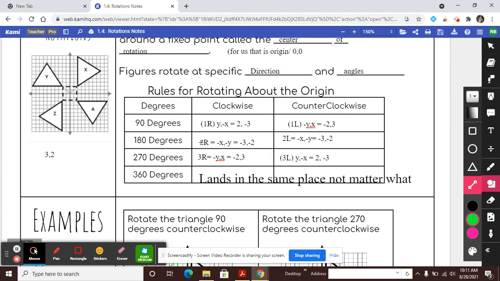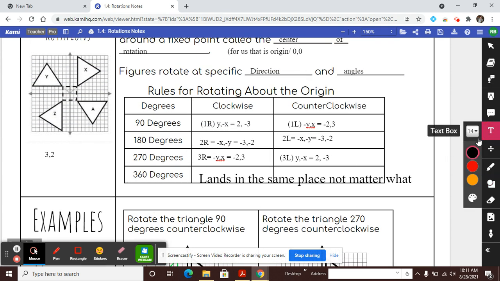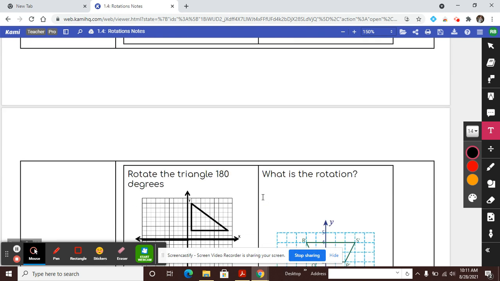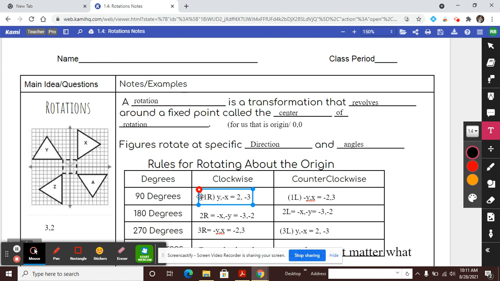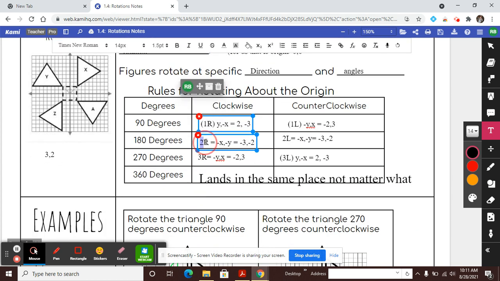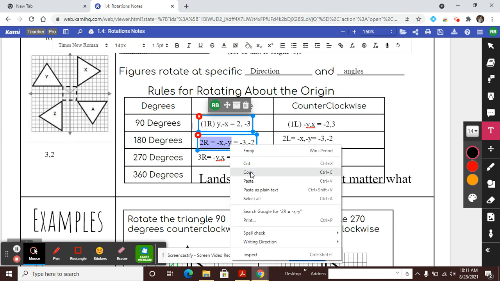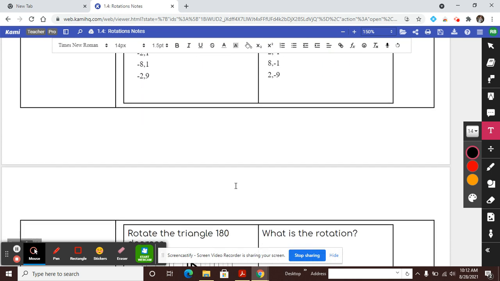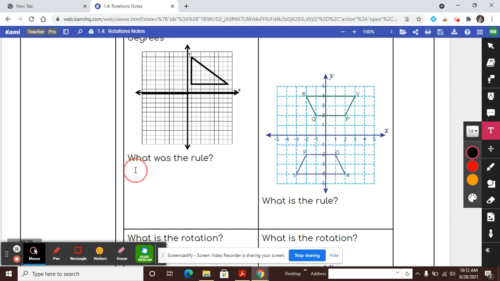So our rule for 180 degrees doesn't matter where we are pulling it from. I'm just going to put 180 degrees. Most of the time, that's what you'll see, because it doesn't matter which direction, if it says clockwise or counterclockwise. I'm going to just go ahead and pull this, copy it down, and put: no matter what, our rule.